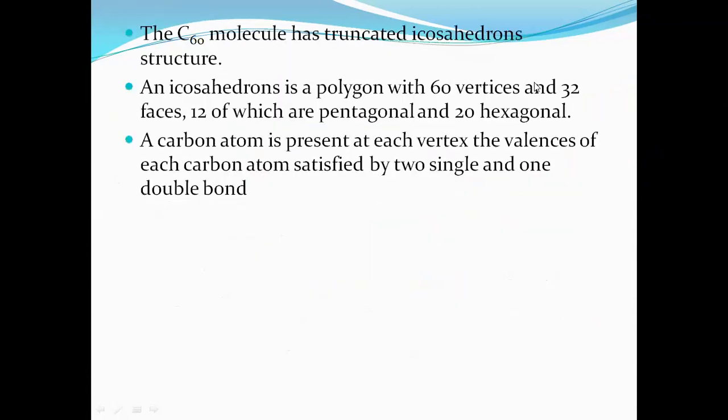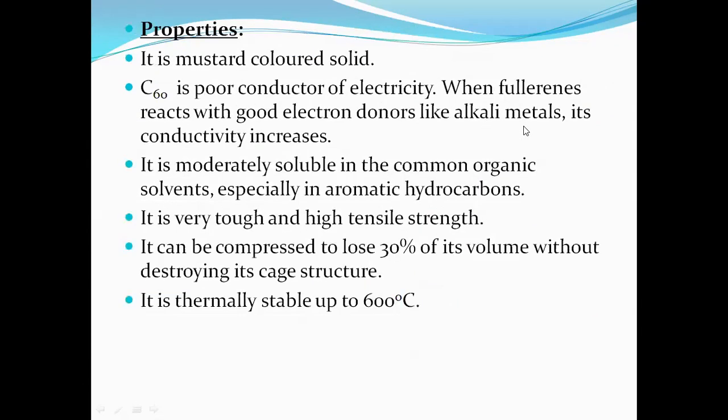Now the structure of C60: it is an icosahedral structure containing 60 vertices and 32 faces, with 12 pentagonal ring systems and 20 hexagonal ring systems, as we have just discussed. Done. Let me discuss the properties of C60 materials.